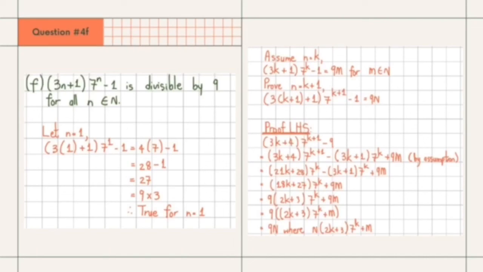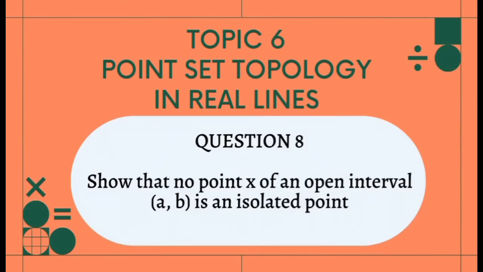Then it will be (18k plus 27) times 7^k plus 9m. By using factorization, we will have 9 in bracket ((2k plus 3) times 7^k plus m). And we will get the final answer 9n, where n is (2k plus 3) times 7^k plus m. Thank you.